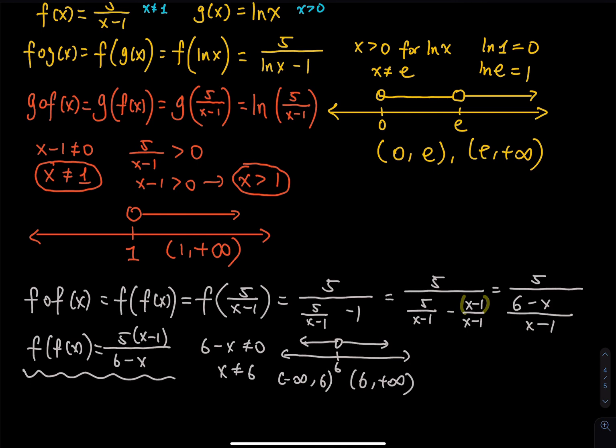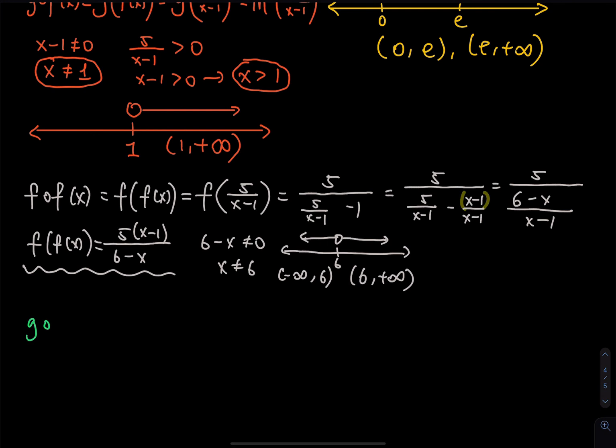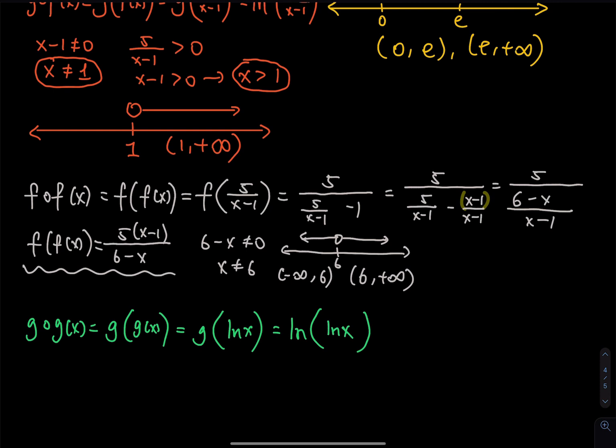Let's do the g of g. So for the g of g, we change to another color. So g of x. And then g of x is ln x, right? And then g was ln x, but you replace the x with ln x. So you have ln x inside itself. So this is the g of g.